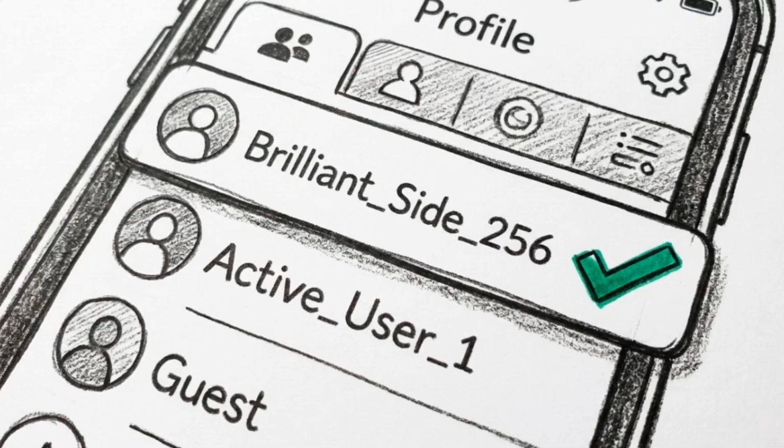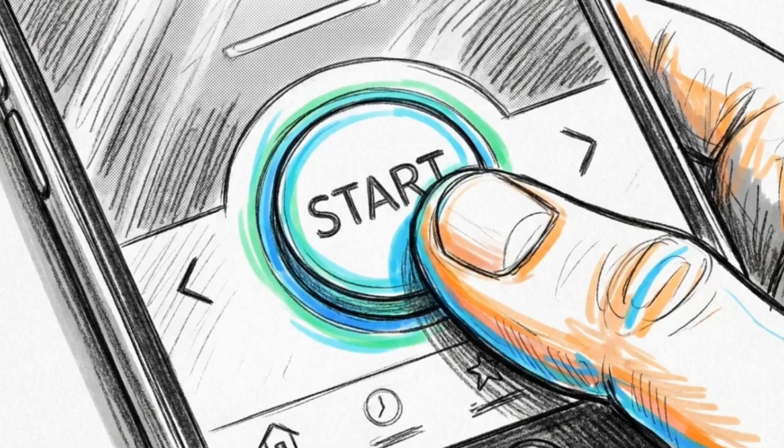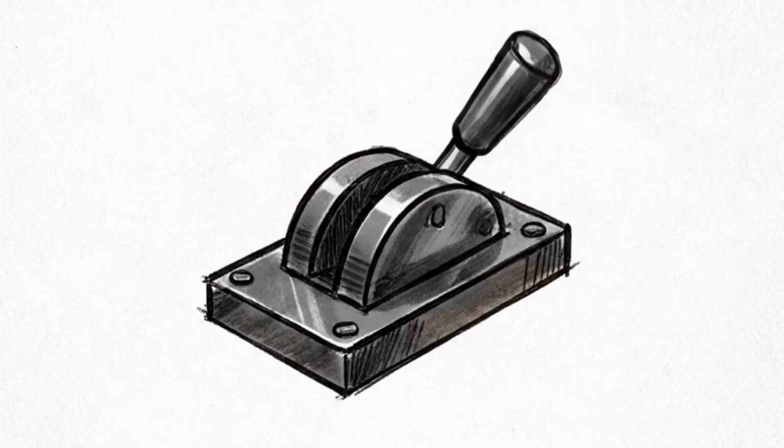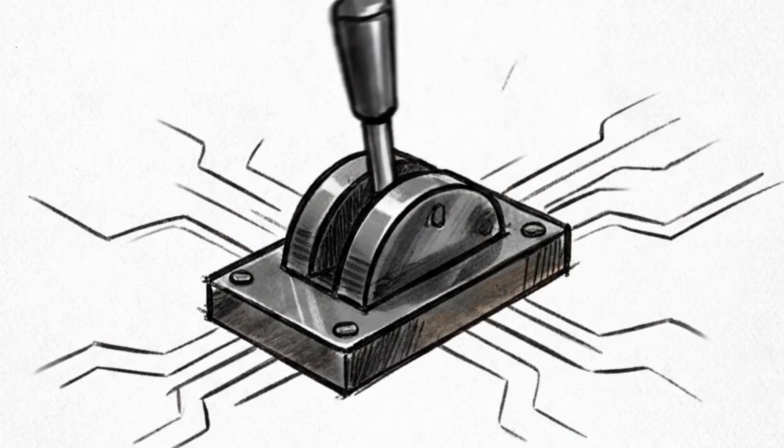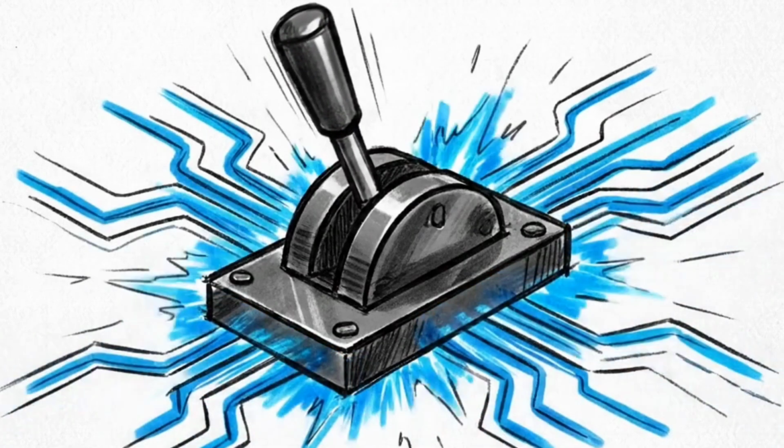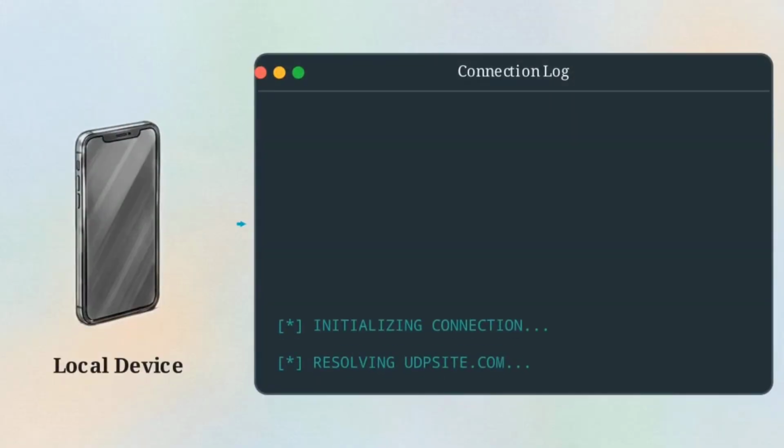Back on the main interface, verify that your newly created profile is selected as the active configuration. Now tap the primary Run button. Like this mechanical switch locking into place, the app is now authenticating your credentials and initiating the encrypted handshake with the remote server. You can verify the progress by monitoring the connection log.